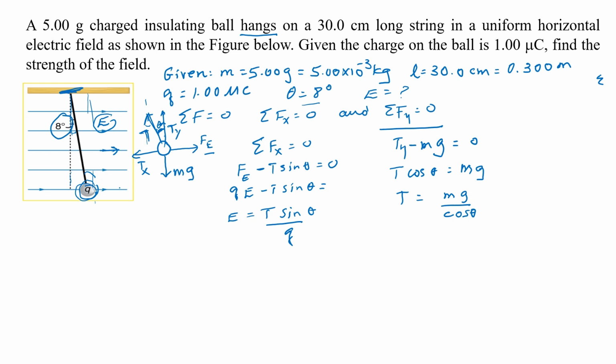Alright, so instead of T here, I can use mg over cos theta, multiplied by sine theta, over q. And that means E, instead of sine theta over cos theta, I can write tan theta. So this is going to be E equals mg tan theta over q.